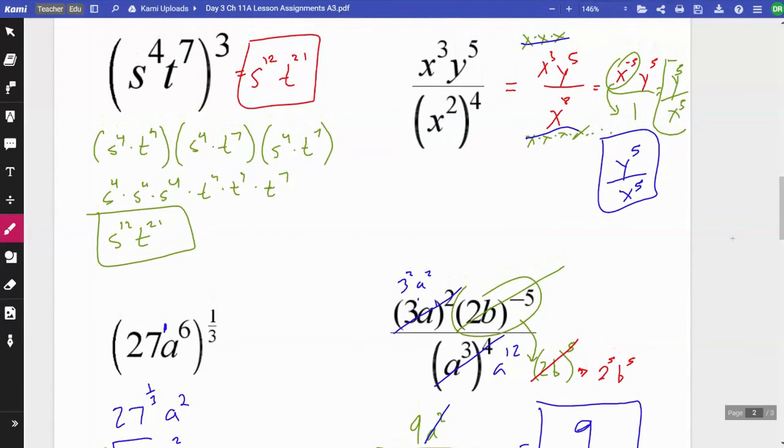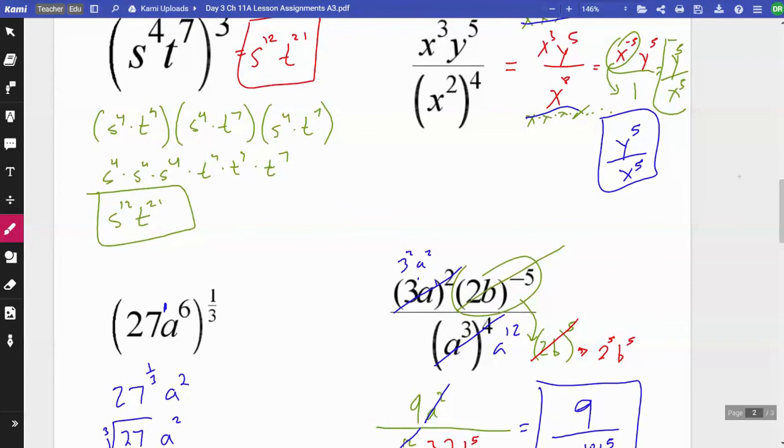All right, hope this helped. This was just more practice on some exponent properties. All right, good luck.